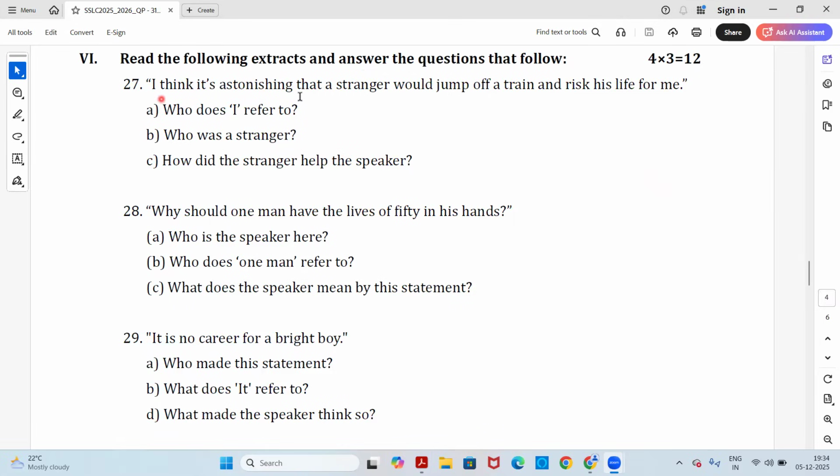I think it's astonishing that a stranger would jump off a train and risk his life for me. So, who does I refer to? Who was a stranger? How did the stranger help the speaker? So, you have to answer all these 3 questions. There are no options. It's a compulsory question. It's for 3 marks. You have to attempt all 3. So, be very careful. Read it properly and then attempt it.